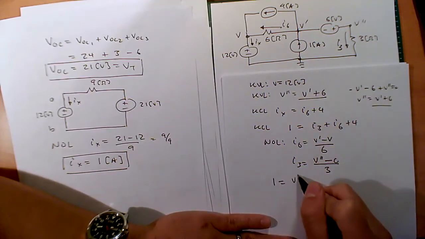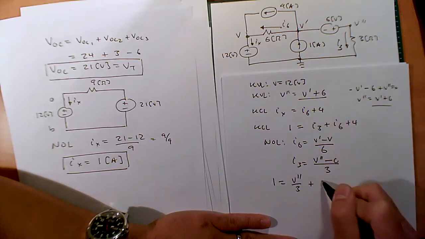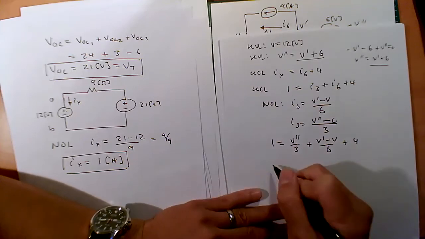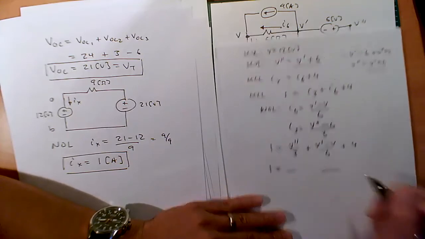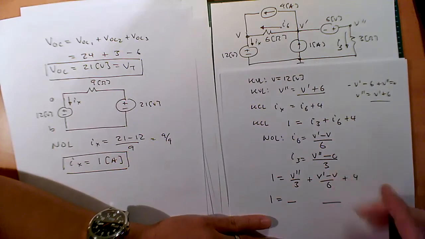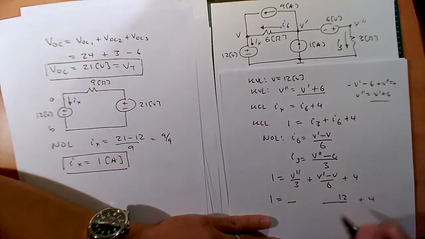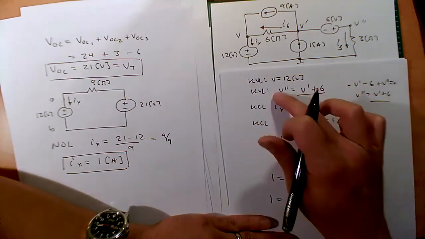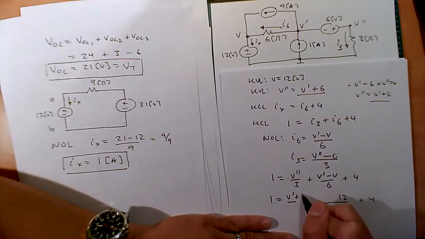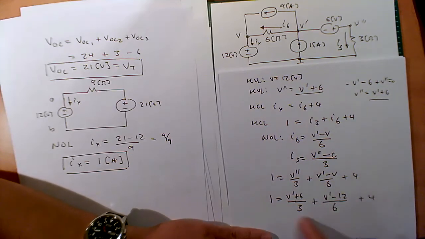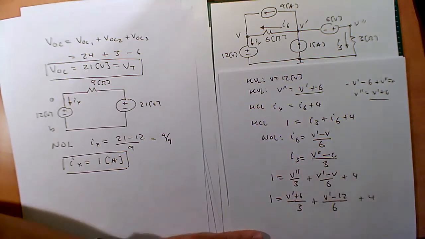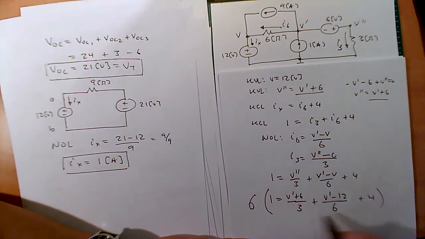So 1 is equal to V double prime over 3 plus I6, V prime minus V over 6, plus 4. We know what V is, so let's see if we can make any cancellations here. We know what V is, that's 12. Okay. What else do we know? Oh, check it out. We know what V double prime is. So let's put in the V prime plus 6 over 3. So that way we have one equation and one unknown. That's great. So I put the 12 for the V, and I put the V prime plus 6 for the V double prime. And now we could just multiply everything by 6.